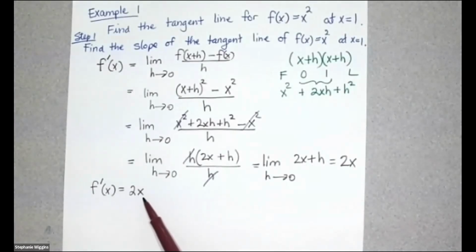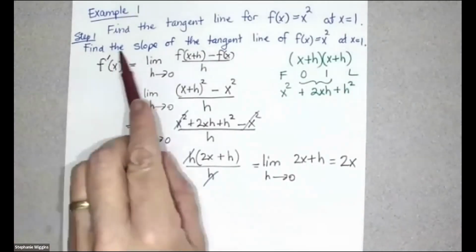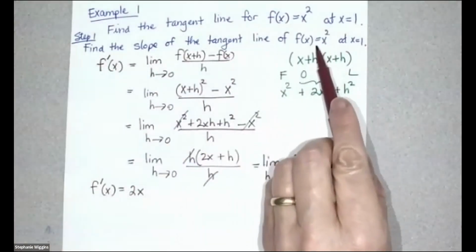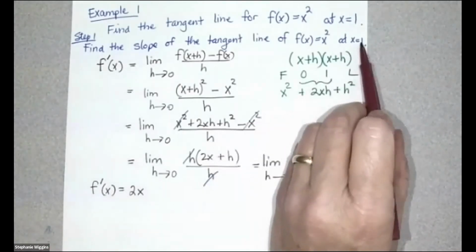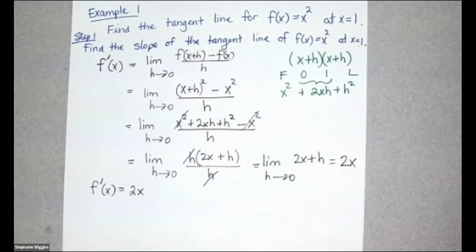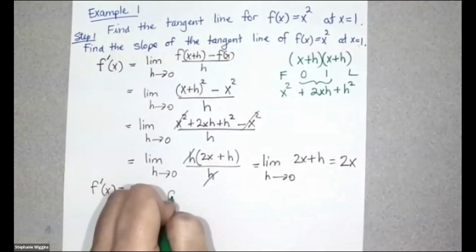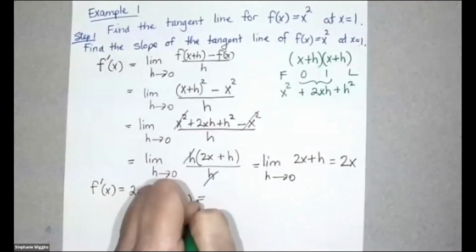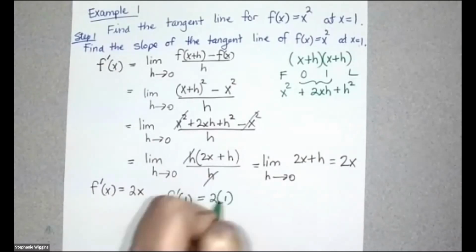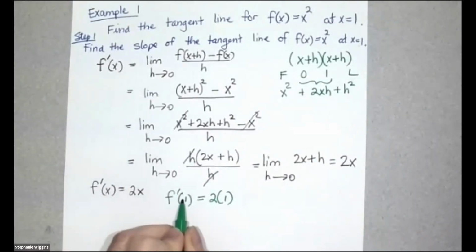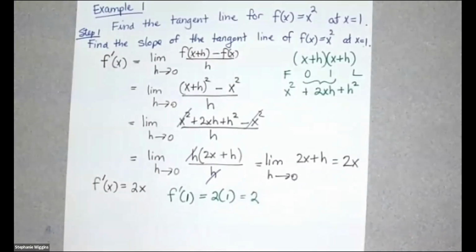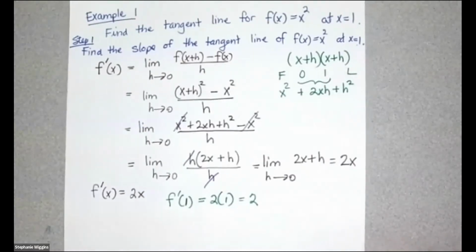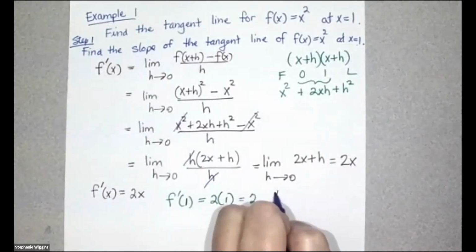This time it's 2x. So if I want to find the slope of the tangent line for our function at x equal 1, then I need to plug in the 1 for x. And I get 2 times 1, right? I'm taking x and putting in a 1 in place of the x. Okay, this is the slope of the tangent line at x equal 1.